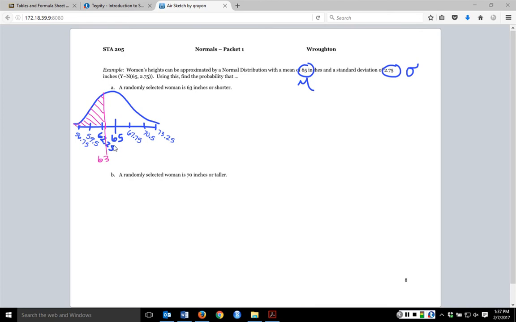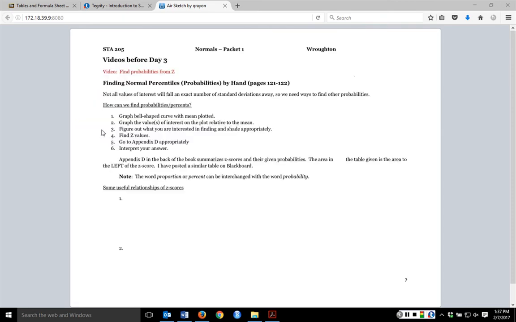Notice I can't use my normal curve rule on this one because I didn't fall an even number of standard deviations away from the mean. So I can't use that 68, 95, 99.7 idea because I fell in between, within this first standard deviation below the mean. So what are we going to do next? We're going to find our Z value next.